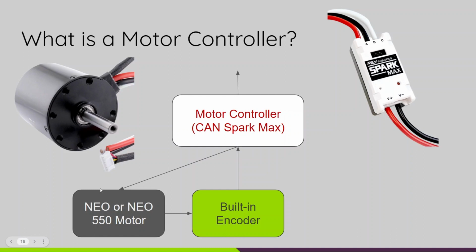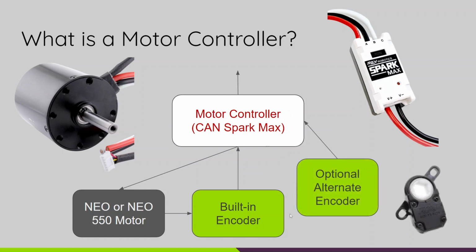So we mainly use Neo 550 motors or Neo Vortices, and basically these motors have built-in encoders as well that you can plug into one of the ports on your motor controller, and it allows the motor controller to basically control these brushless motors.